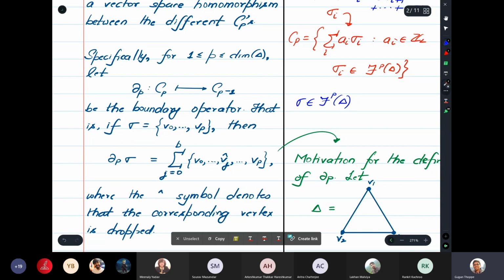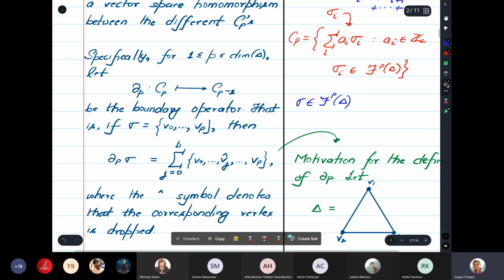So sigma will be made up of P plus 1 vertices. Let's denote these P plus 1 vertices in the following way: V0, V1, all the way up till Vp. Let me repeat this. Let sigma be a face in your given simplicial complex delta. This is a P face, or a P dimensional face. Since it's a P dimensional face, it will have P plus 1 vertices. Let us denote these P plus 1 vertices as follows: V0, V1, V2, all the way up till Vp.